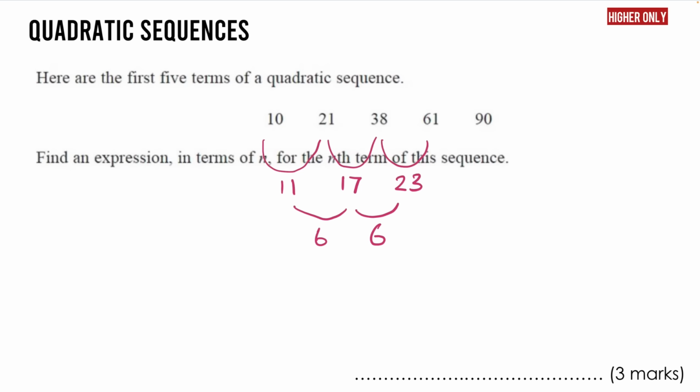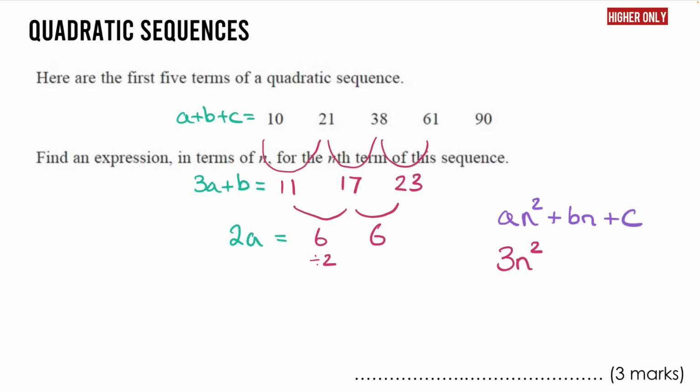Now, the second difference is always divided by 2. So just as a failsafe, write down 3n squared, as that is 6 divided by 2. Now, that's going to get you a mark. Now, I'm going to use formulas for the 3 pieces in my nth term. So 2a is equal to 6, 3a plus b is equal to 11, and a plus b plus c is equal to 10. I just need to solve these, and then they all go in place into my quadratic nth term, which is written in the form an squared plus bn plus c.